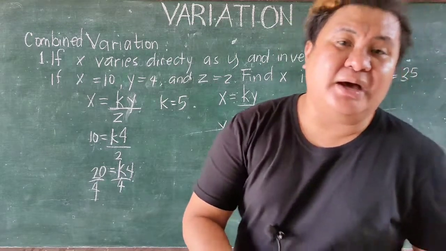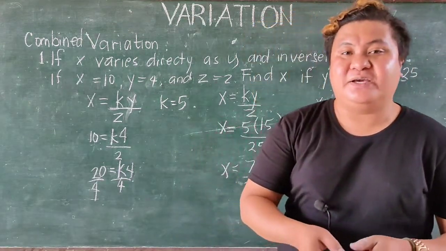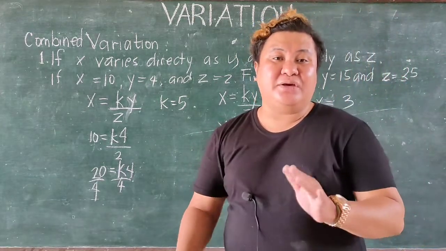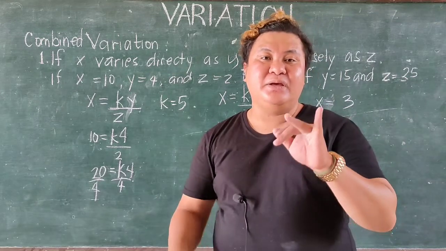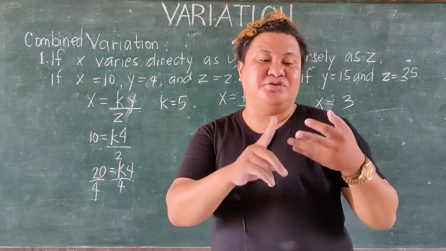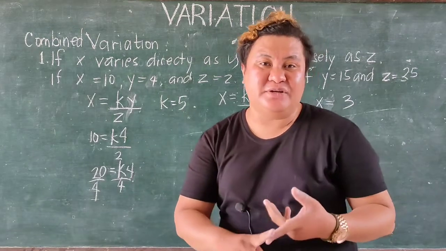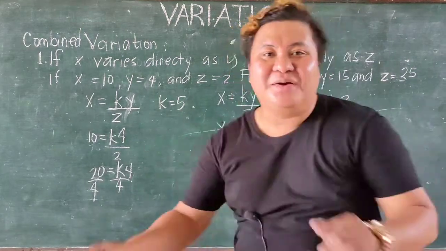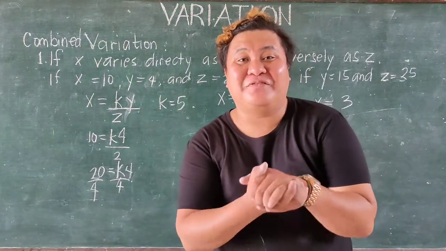Again, the combined variation combines direct with inverse, or joint together with inverse variation. So that's it for our topic on variation.